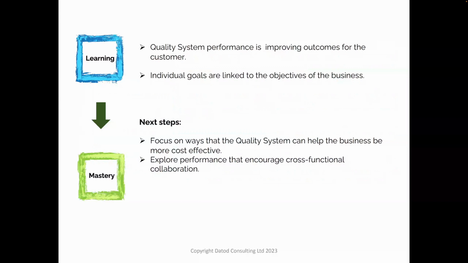And to move on to mastery, the organisation needs to look at all aspects of the quality system in terms of the customers. Very often the last one that's appreciated is the ability of the quality system to modulate the financial success of the business. That's usually the last one that gets a lot of focus, and really exploring performance will encourage the ability to collaborate collectively and cross-functionally to meet some of the challenges and requirements of the QMS to deliver value to your customers.